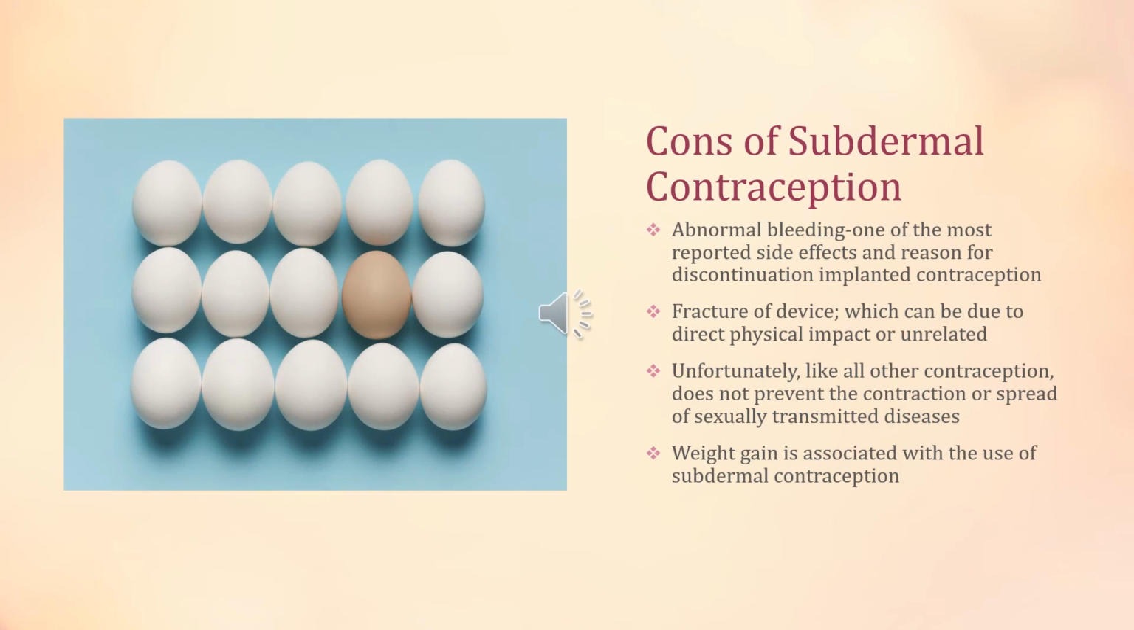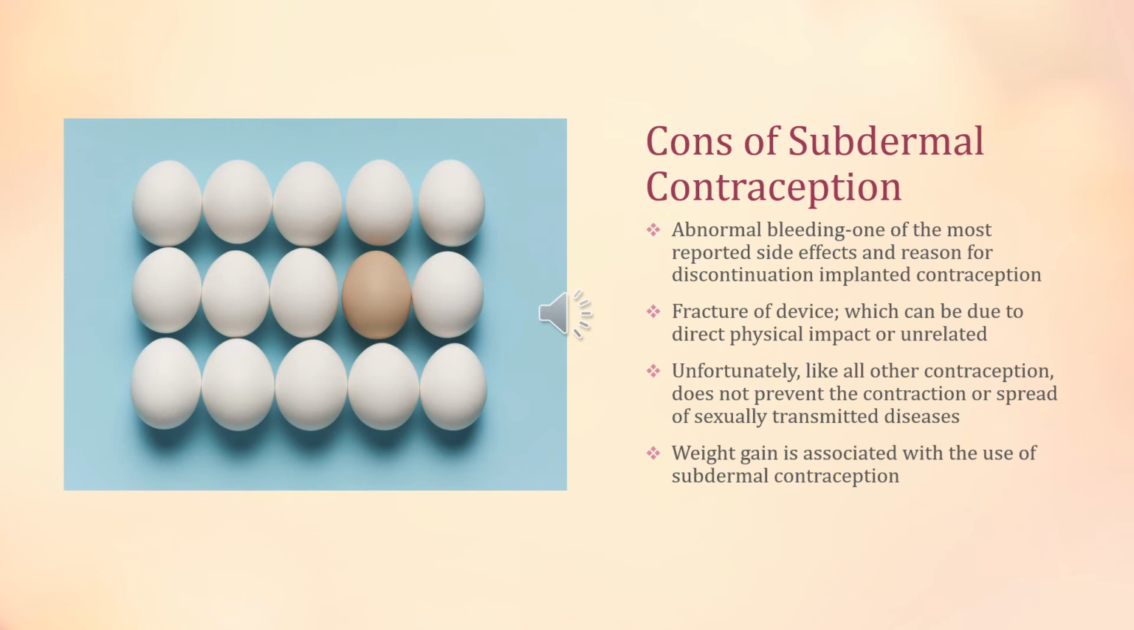Some cons to subdermal contraception. There is the idea of abnormal bleeding. It's one of the most reported side effects and reasons for discontinuation of the implanted contraception, unfortunately. Another is a fracture of the device, which can be due to direct physical impact at the site, or it can be unrelated.